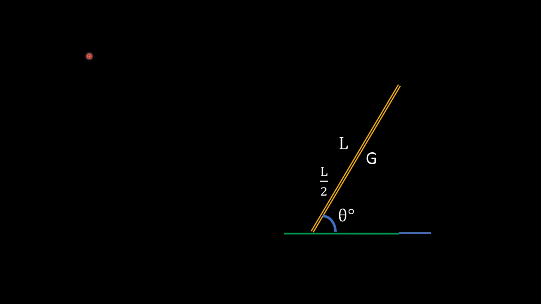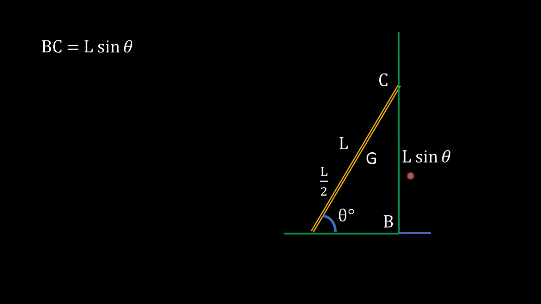First we find out some moment arms. Those will be required. The first is length BC, which will be L sine theta, where L is length of the ladder. ED, which will be L by 2 sine theta, because G is the midpoint of the ladder. So length AD will be L by 2 sine theta.